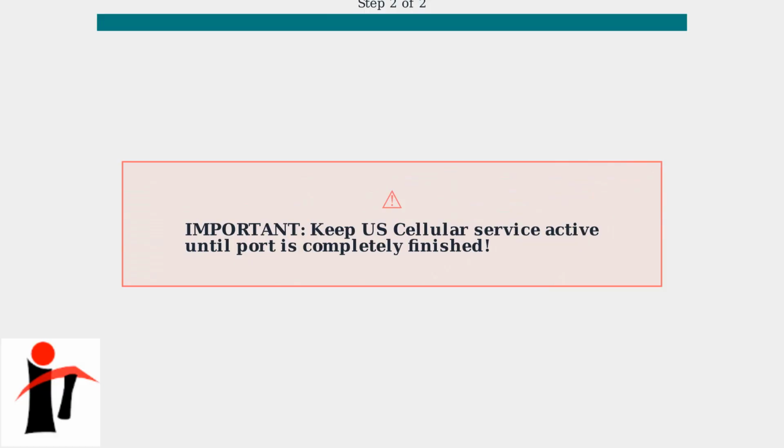Remember, it's crucial to keep your US Cellular service active throughout the entire porting process. Do not cancel your US Cellular service until the port is completely finished, as this could result in losing your phone number permanently.